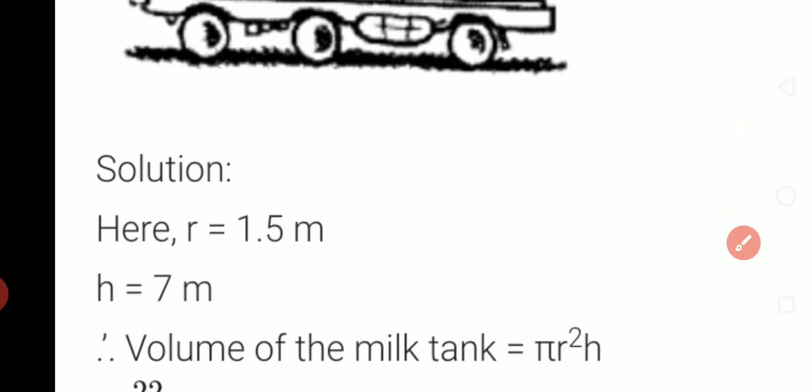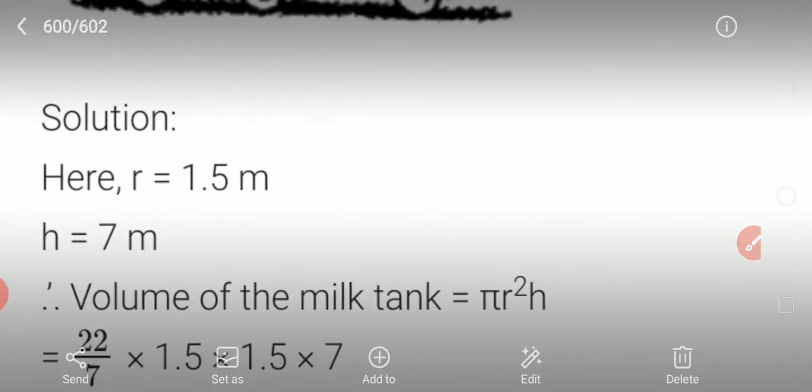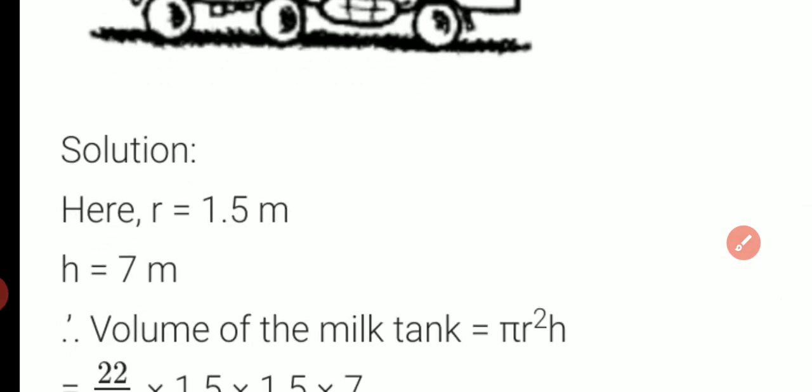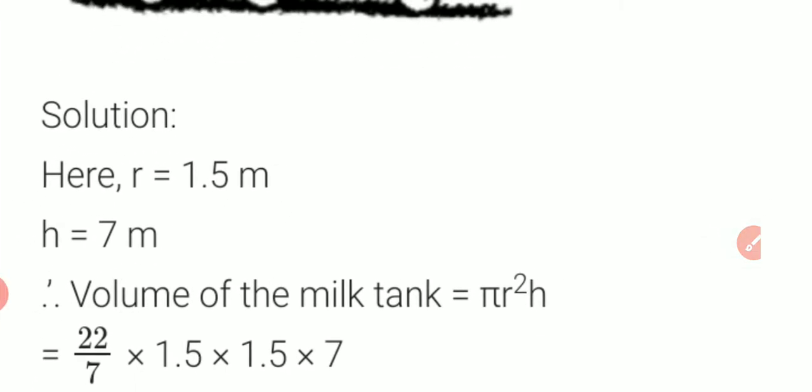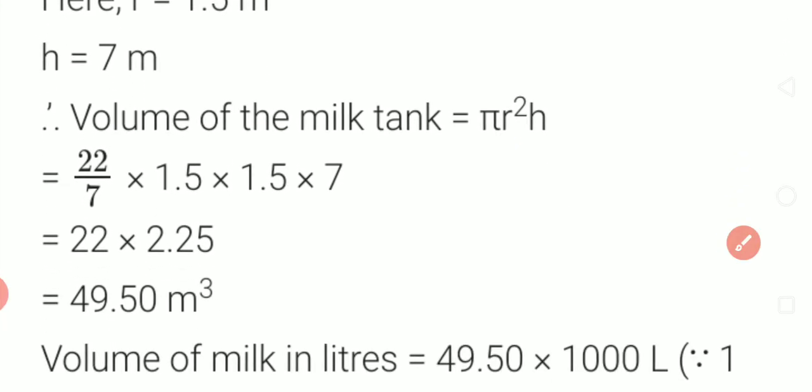So let us start. Here you have been given that the radius is 1.5 and height is 7 meter. Now you can find the volume of the milk tank by the formula of volume of the cylinder, that is pi r square h. You can put the value of pi 22 by 7, r 1.5 and h is 7.